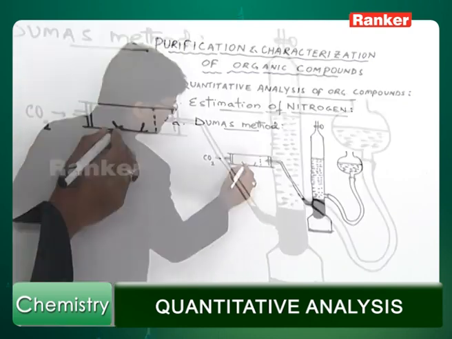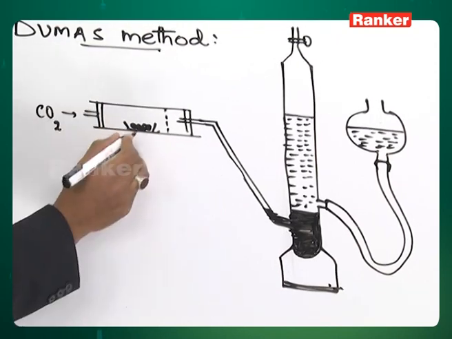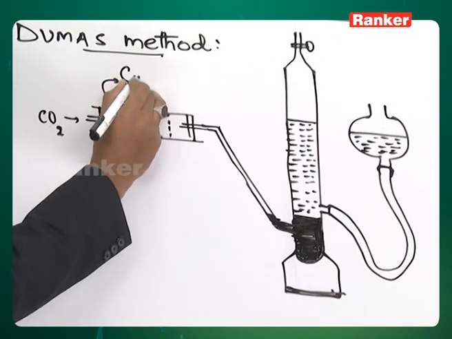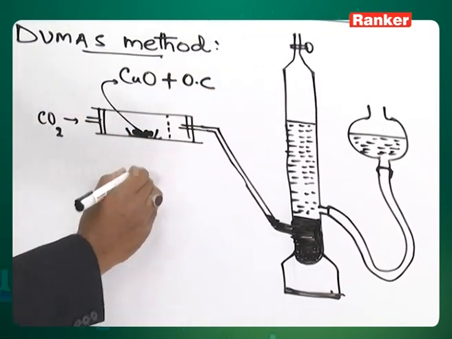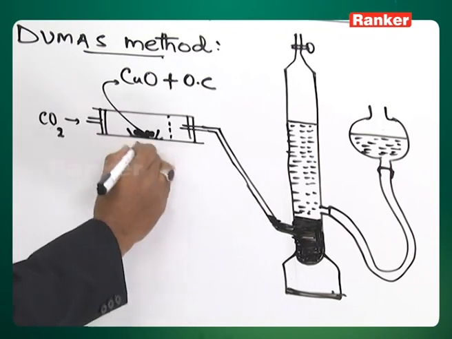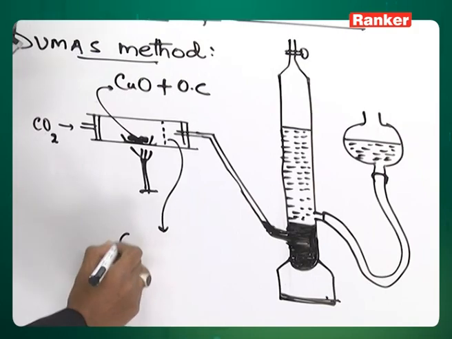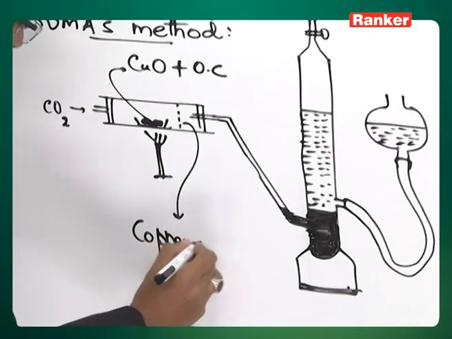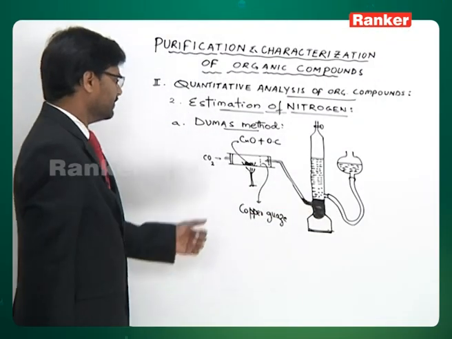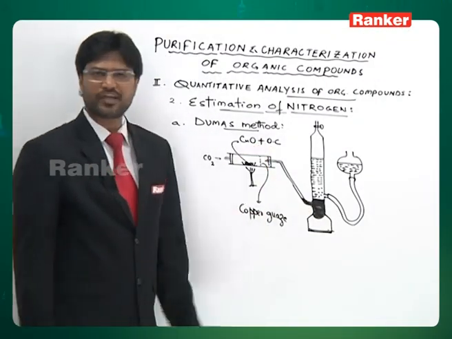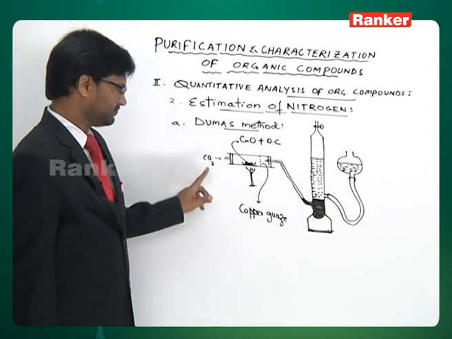See, this is the place where organic compound is placed. A known mass of organic compound is placed along with copper oxide. So, this consists of copper oxide as an oxidant and the organic compound which contains nitrogen. Now, this is being heated. This is being heated and this is a copper gauze. Right. We are heating a mixture of organic compound and copper oxide in a current of carbon dioxide.